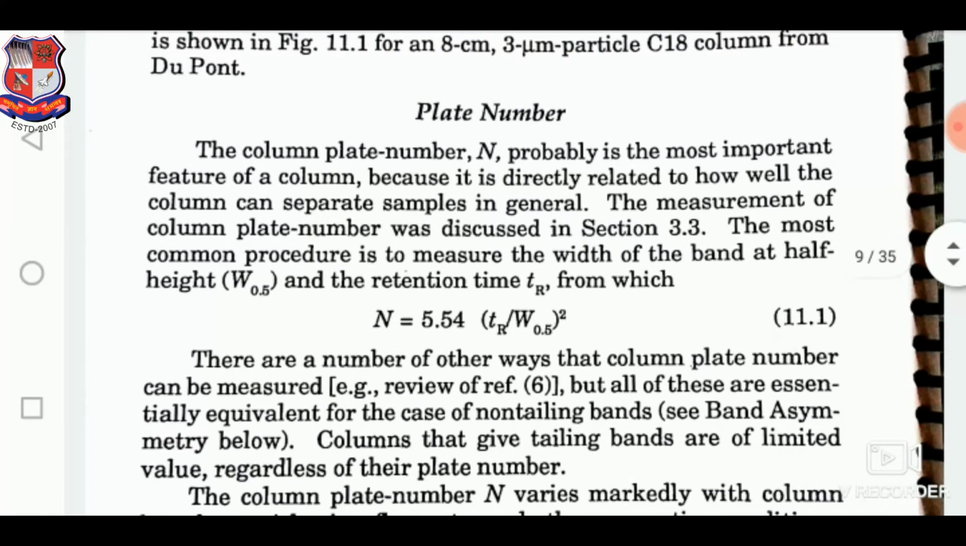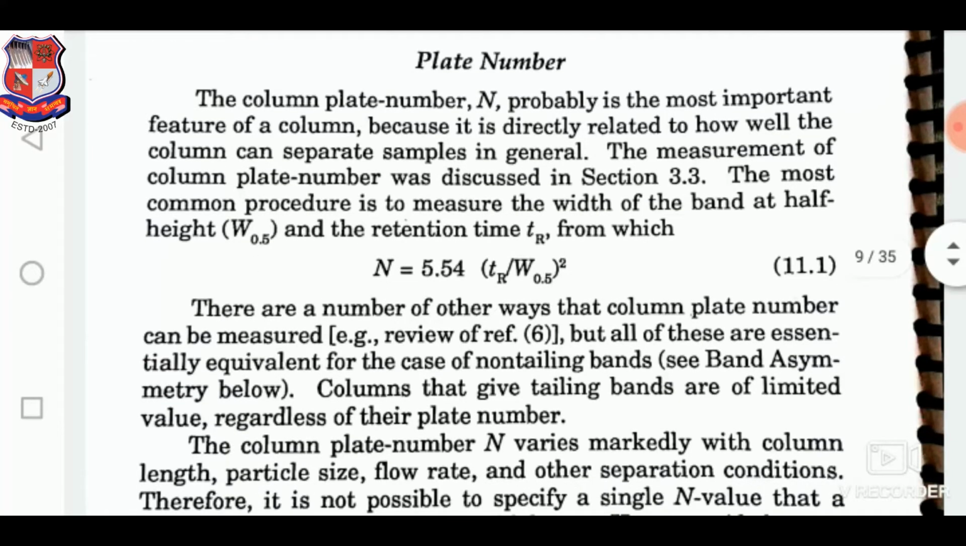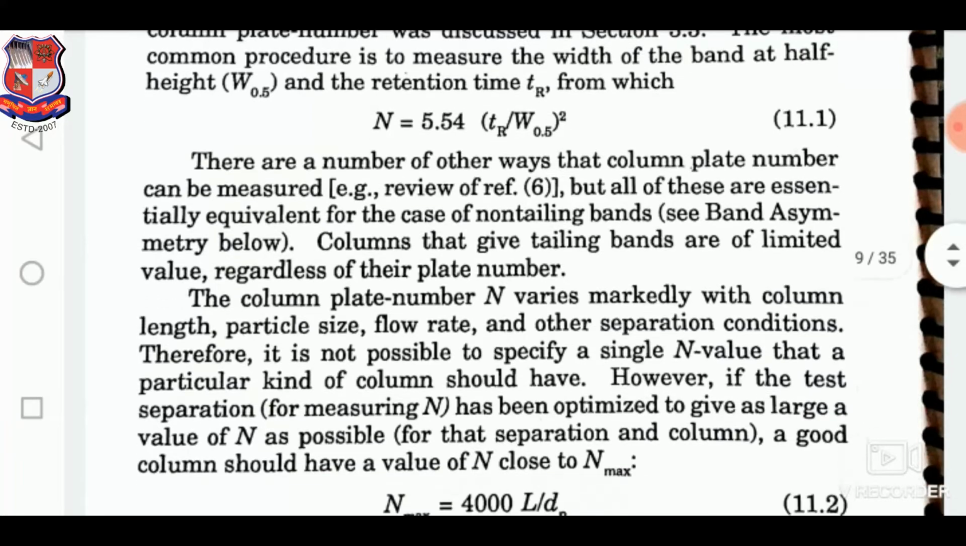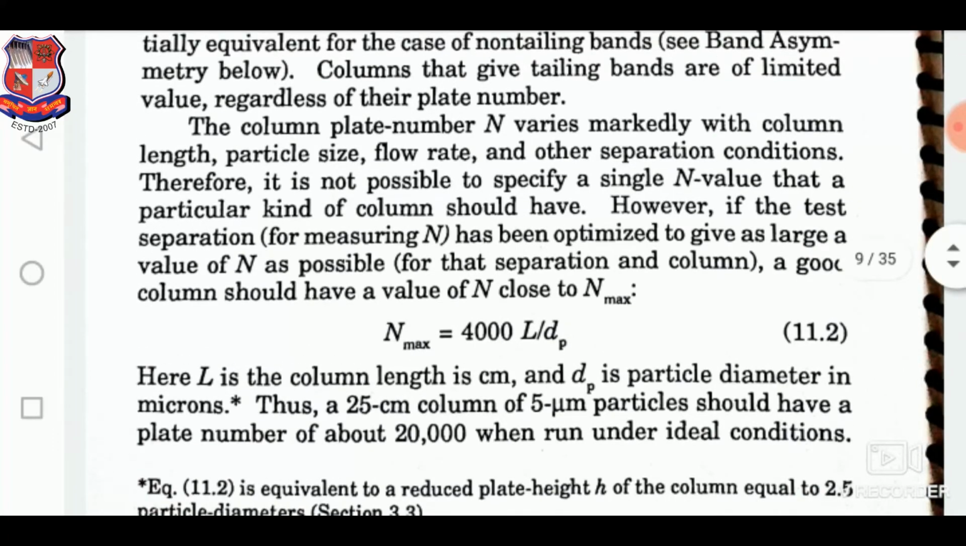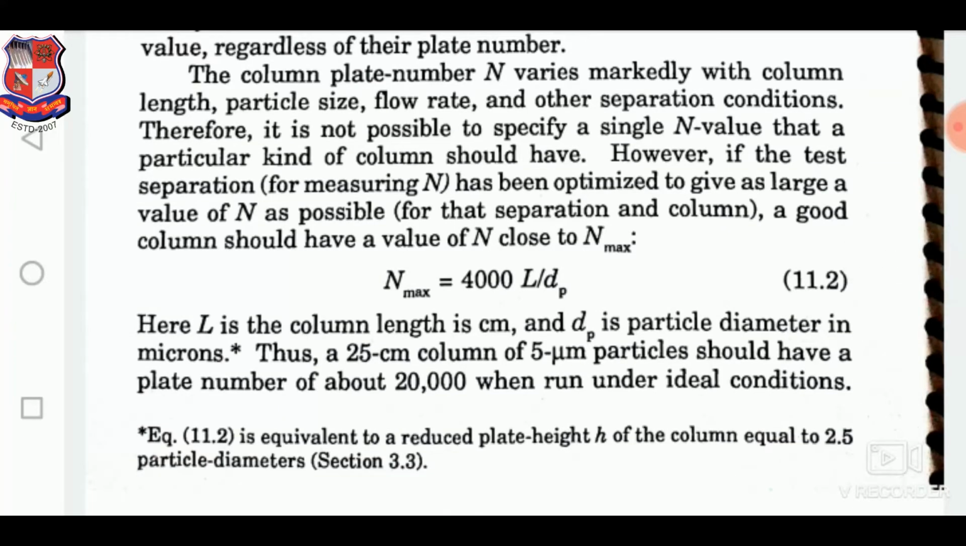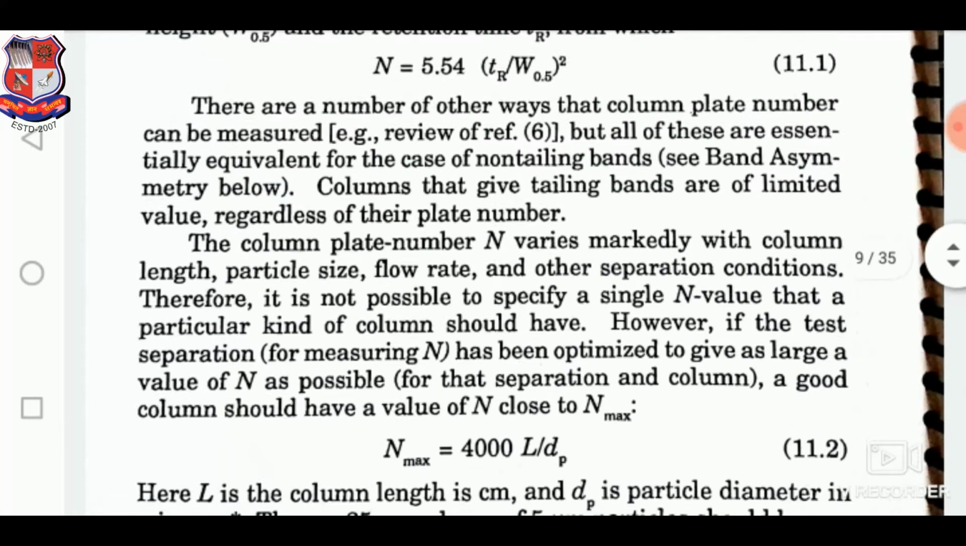So what is the plate number? Plate number is given by this equation: N is equal to... and there are a number of other ways that column plate number can be measured. So how can we calculate the N maximum? That depends on the column length and the particle diameter that is packed in the column. Thus, a 25 centimeter column of 5 micrometer particles should have a plate number of about 20,000 when run under ideal conditions. So this is the ideal requirement.